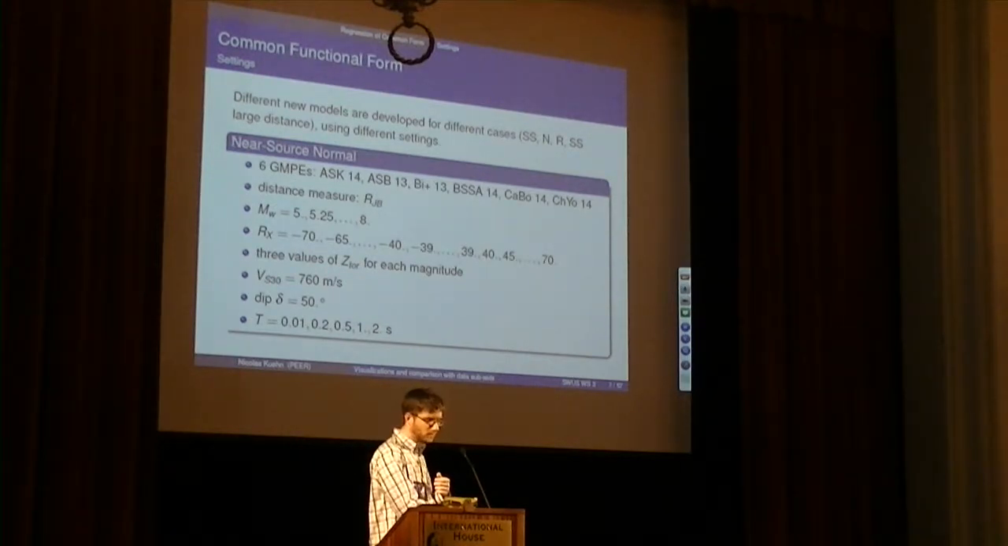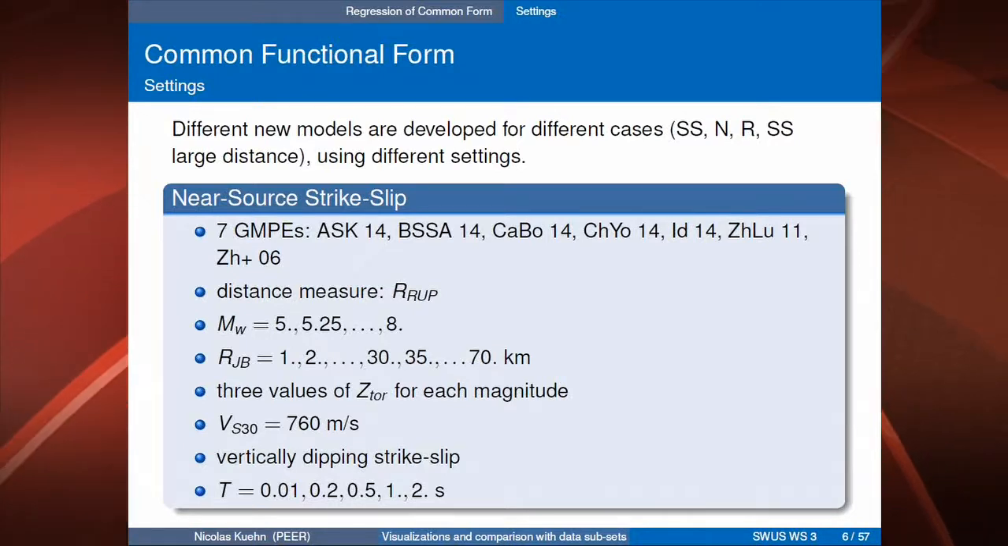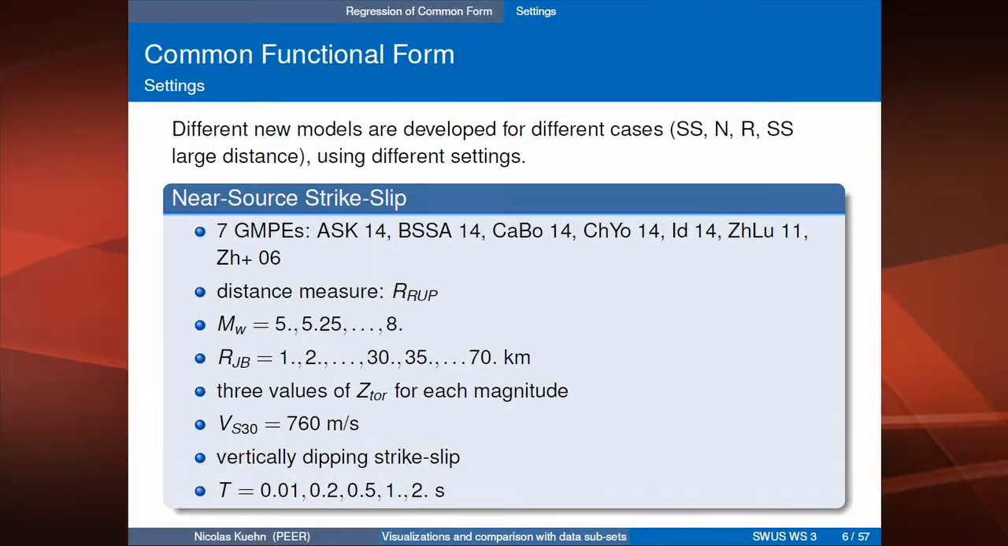And this would be the case for the normal case, so near-source normal. Here, the GMPEs would be different. Basically, the Idriss model gets dropped because it doesn't have a normal faulting term in there. Same for the Zhao model. But there are the two European models, the Akkar et al. and the Bindi et al., so the ASB and the Bindi models come in.